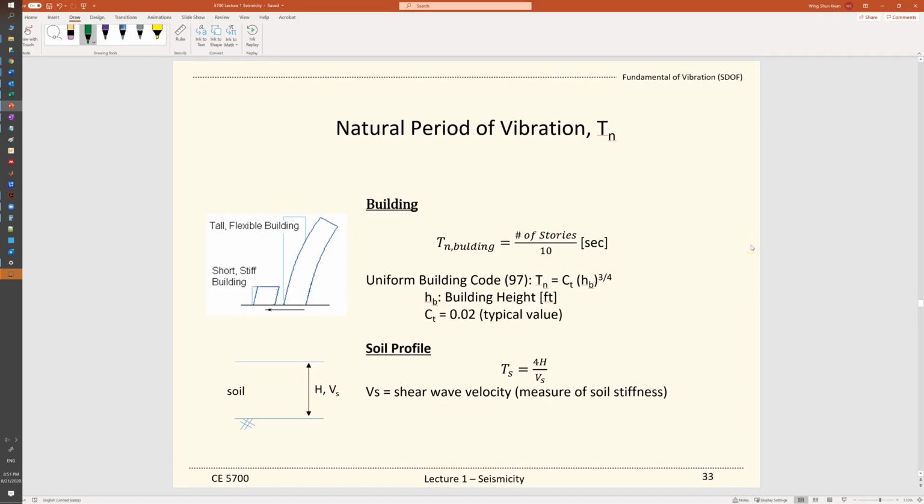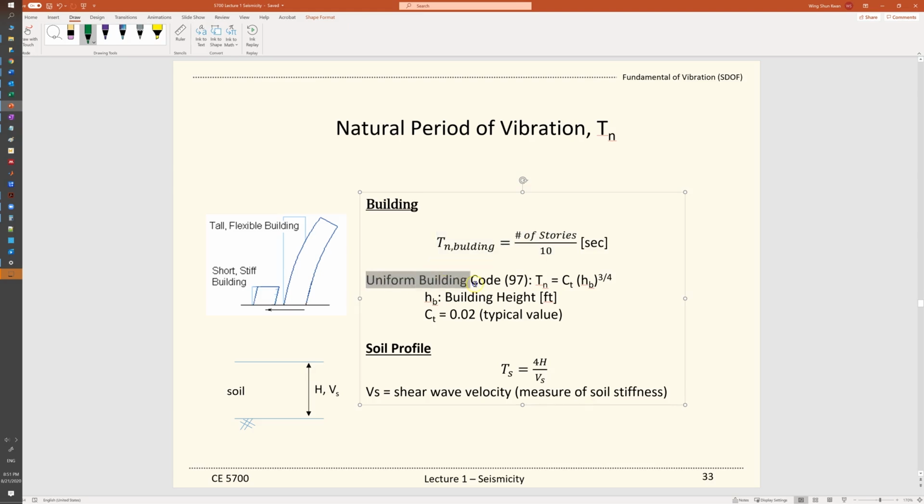So we mentioned the natural period of vibrations, T sub n, and in our structural side, we have some simple calculations to try to find out this natural period of vibrations. If you have a building, there's a rule of thumb. It's not accurate, but it's something as a quick estimate. The natural period of a building is equal to the number of stories divided by 10.